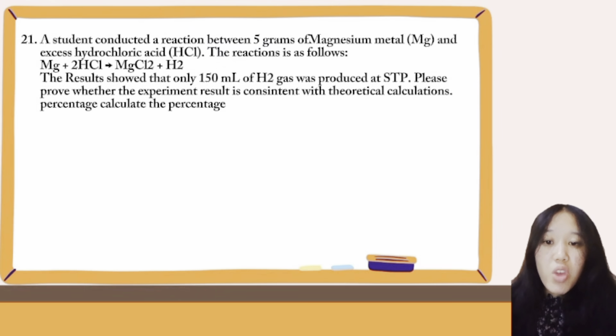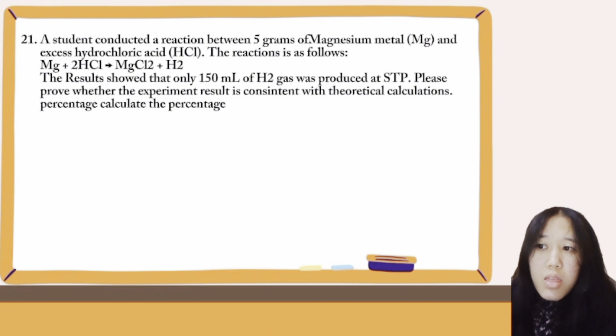The question of 21. A student conducted a reaction between 5 grams of magnesium metal, Mg, and excess hydrochloric acid, HCl. The reaction is as follows: Mg plus 2 HCl yields MgCl2 plus H2. The result showed that only 150 ml of H2 gas was produced at STP. Please prove whether the experimental result is consistent with theoretical calculations. If not, calculate the percentage.